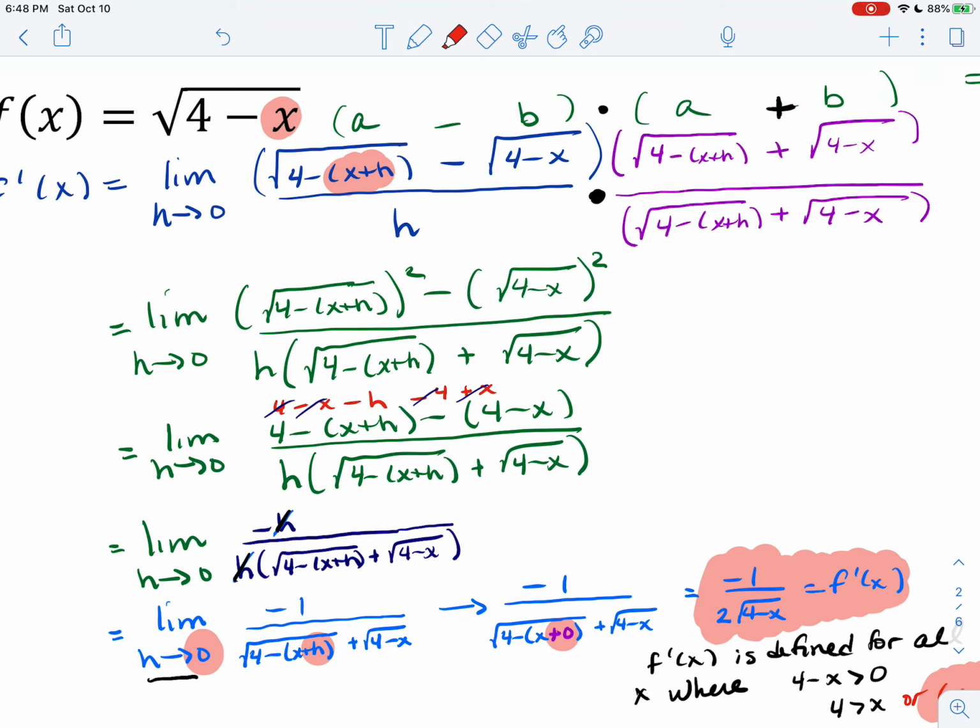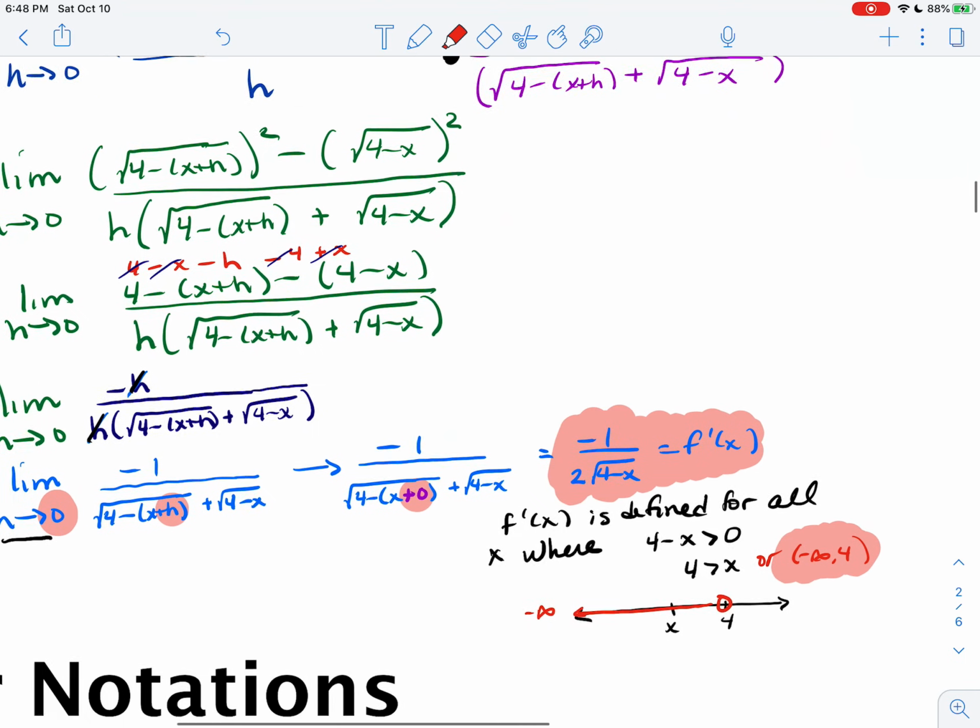So I can see that as long as the expression 4 minus x is positive and never equal to 0, then we're not going to have 0 in the denominator and we're not going to have a complex number. So I say f prime of x will be defined, it will exist, or the function is differentiable at all values where 4 minus x is bigger than 0. So in other words, where 4 is bigger than x.